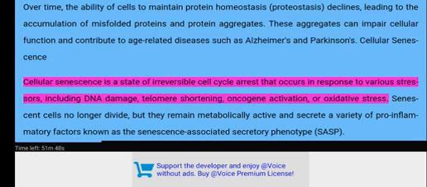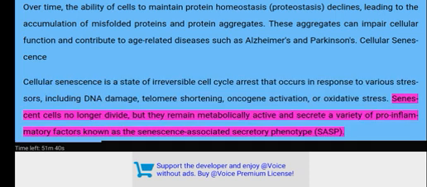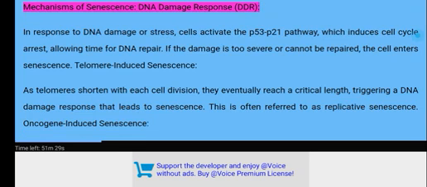Cellular senescence. Cellular senescence is a state of irreversible cell cycle arrest that occurs in response to various stressors, including DNA damage, telomere shortening, oncogene activation, or oxidative stress. Senescent cells no longer divide, but they remain metabolically active and secrete a variety of pro-inflammatory factors known as the senescence-associated secretory phenotype, SASP.